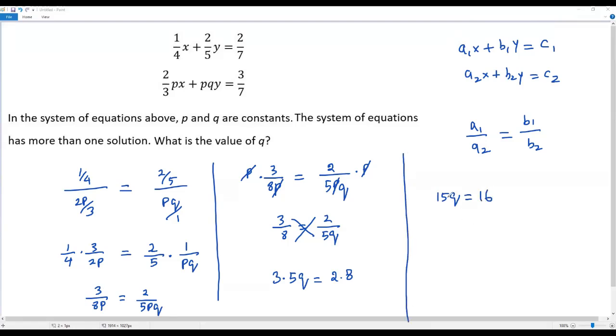Okay, now to solve for q, I have to get rid of this 15 which is multiplied by q. For that I divide both sides by 15. When I do so, the 15 will cancel out. I'm getting q equals 16 over 15. So according to the question, we have to find the value of q. Therefore the value of q is 16 over 15.